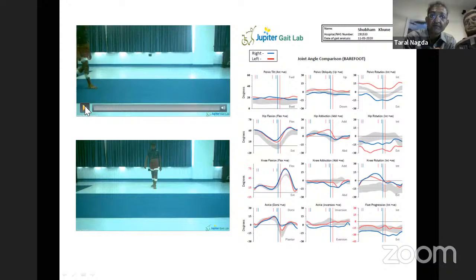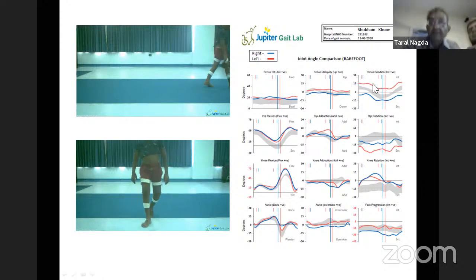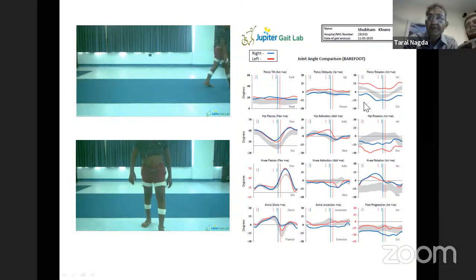And here we see an example. This is a child who is walking like this. The right side foot progression angle seems to be externally rotated. And if you really look at the rotational curves of this pelvis, you realize that the red, which is the left side, shows the pelvis internally rotated, and the blue, which is the right side, seems to be externally rotated. But this is not because of any problem in the hip or the pelvis.